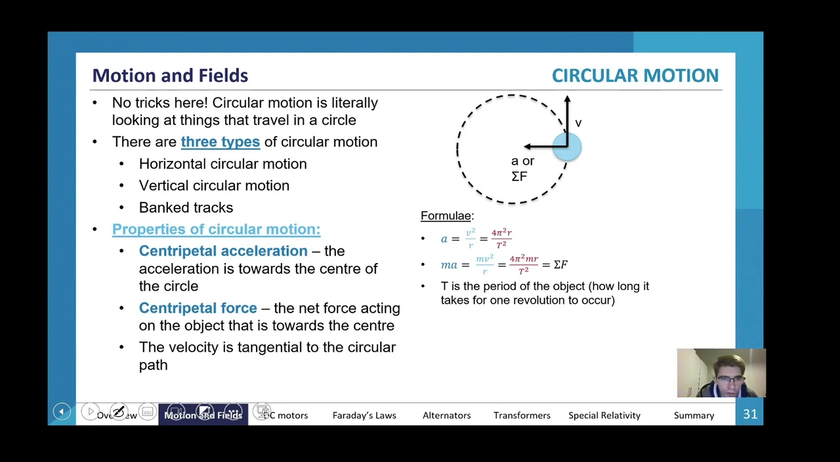Now, another topic of motion that we can talk about is circular motion. Circular motion is literally looking at things that travel in a circle. There are three types of circular motion: horizontal circular motion, vertical circular motion, and banked tracks. The properties of circular motion are centripetal acceleration and centripetal force. Centripetal acceleration is the acceleration towards the center of the circle, and centripetal force is the net force acting on an object that is towards the center. The velocity in this case is tangential to the path.